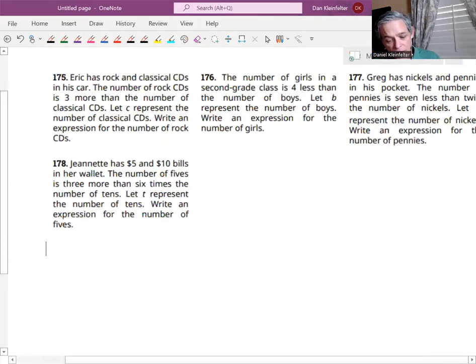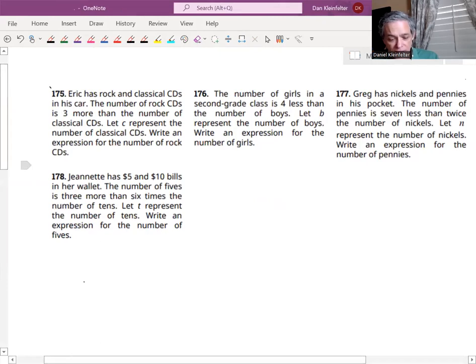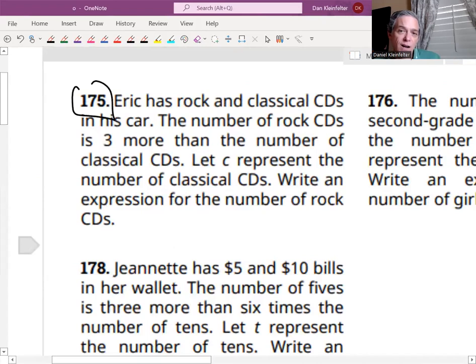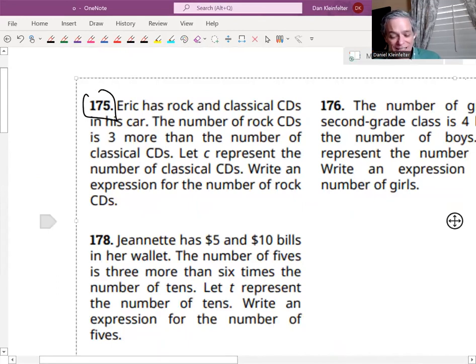Okay, so here, what we're to do, they look like story problems. Let's see, 175. Here it says, Eric has rock and classical CDs in his car. Do you have any CDs in your car? I wonder anymore. Eric has rock and classical CDs in his car. The number of rock CDs is 3 more than the number of classical CDs. So we're describing how many rock CDs there are in terms of classical. Let C represent the number of classical CDs. Write an expression for the number of rock CDs.